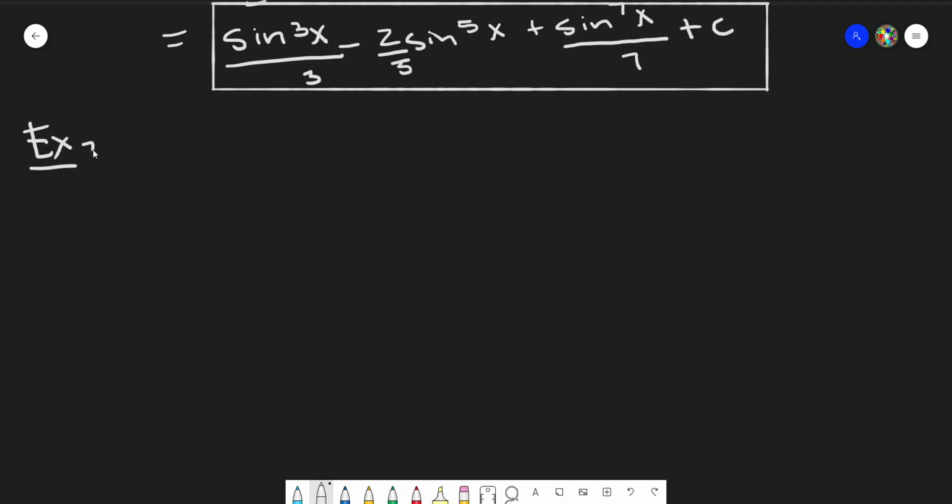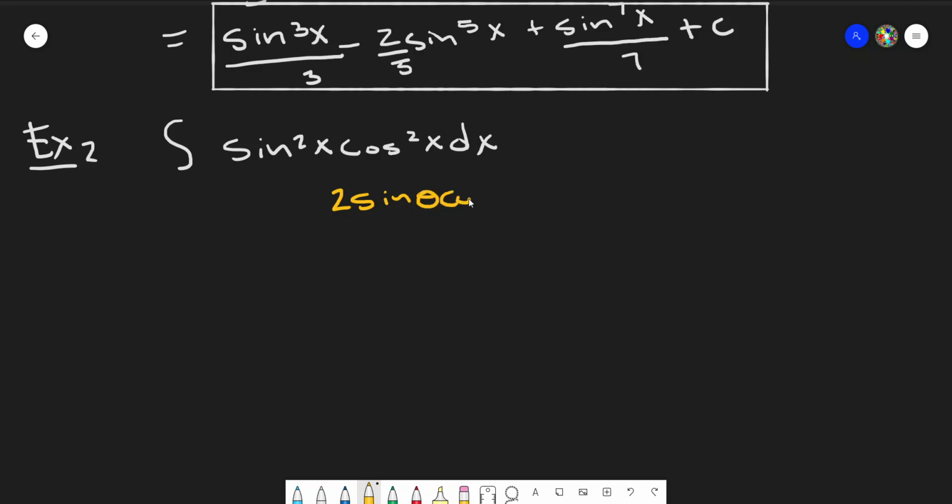So let's say that we have an example which has the integral of sine squared x cosine squared x dx. Now this is where one of those identities comes into play, because, for example, 2 sine theta cosine theta is equal to sine 2 theta.